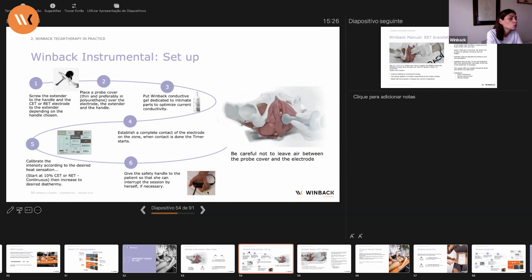It's important to always give the safety handle to the patient, so that she can stop the session by herself when she feels it's necessary. For this type of patients, it's a comfort to have the stop button all the time. And you have to be careful not to leave hair between the probe, the cover and the electrode. You have to take all the air out and make sure that it doesn't have any bubble.